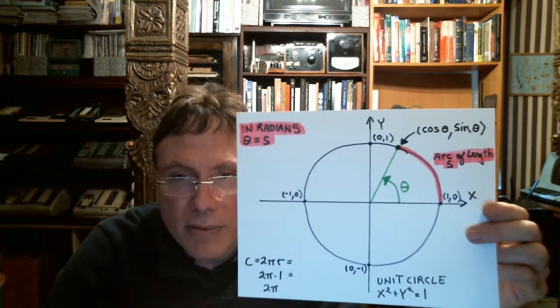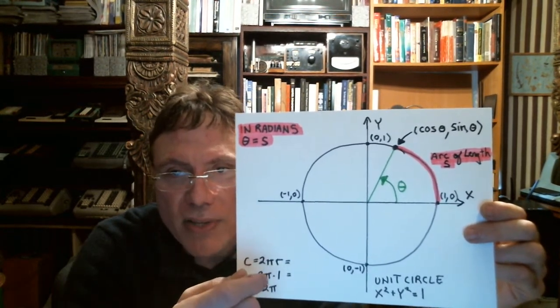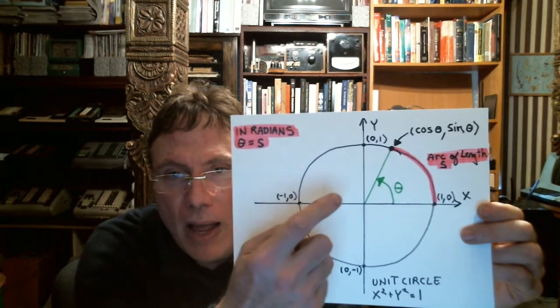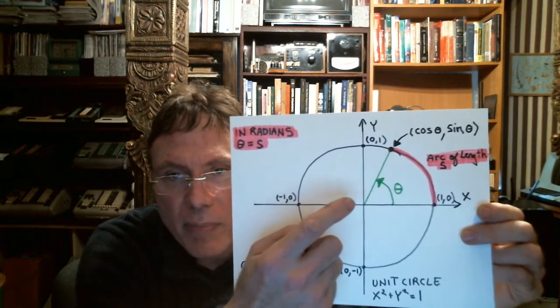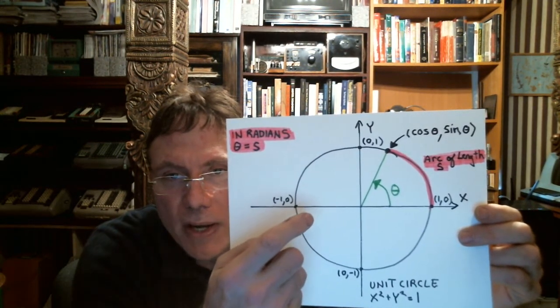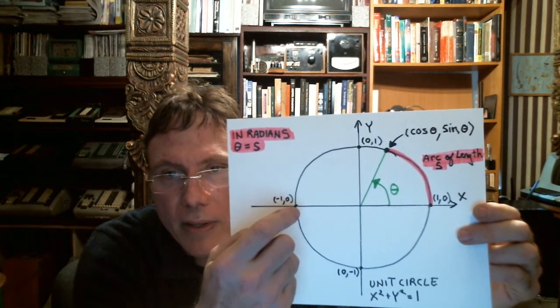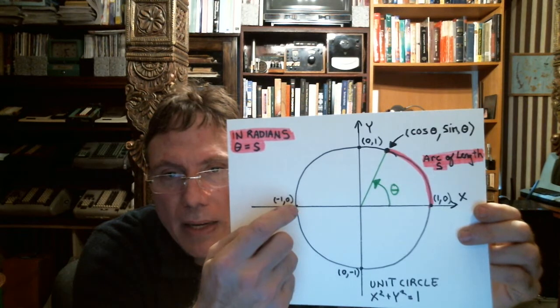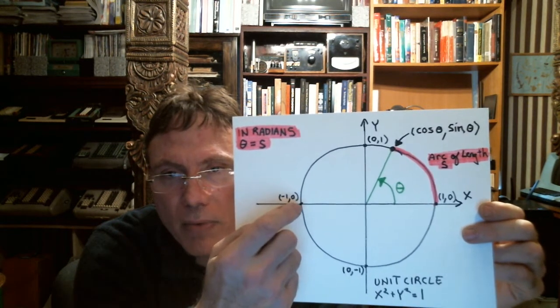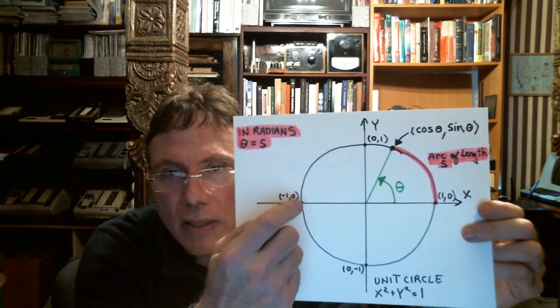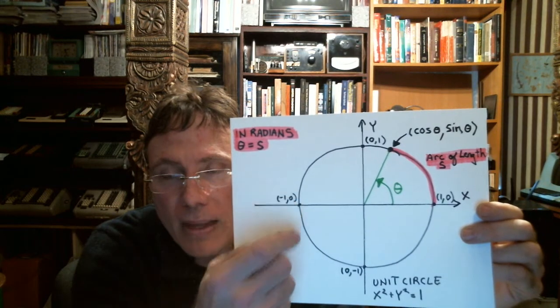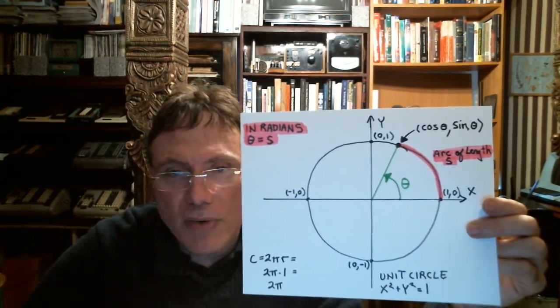We could take an example, say, the cosine of pi radians and the sine of pi radians. The cosine of pi radians is going to be the x-coordinate of this point here, so that's going to be -1. And the sine of pi radians is going to be the y-coordinate, which is 0. Okay, so that's our first introduction.